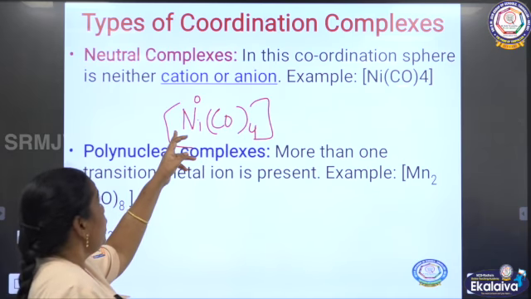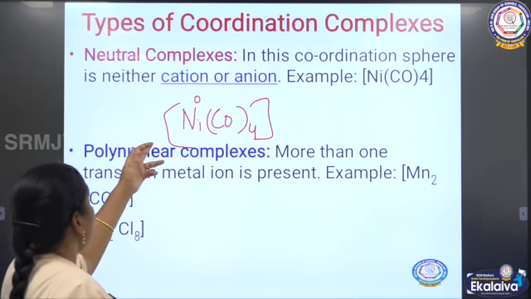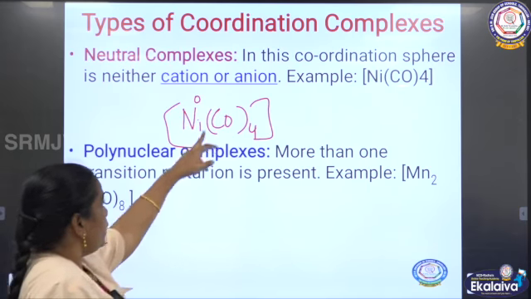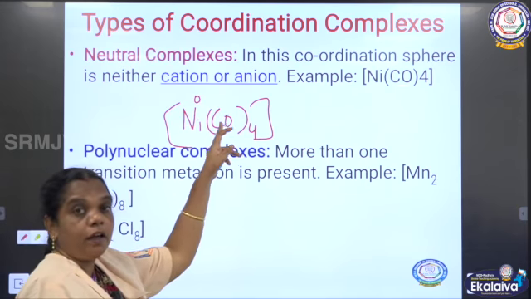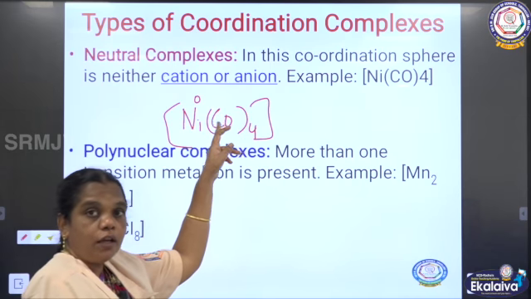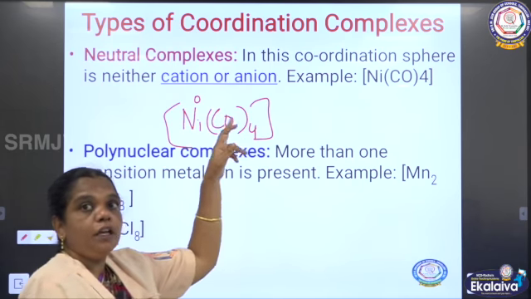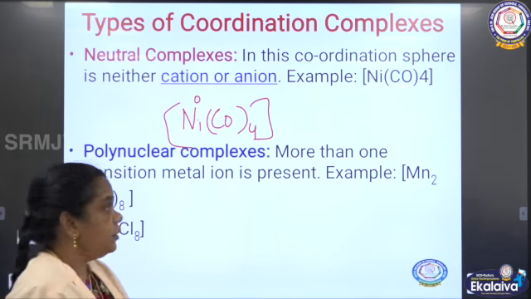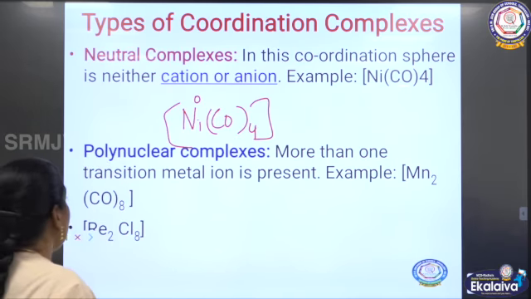It is called as what? There is no cation or anion in the coordination sphere. So, the ligand, ion or molecule present in this coordination compound is neutral, so they can form what? Neutral coordination compound, neutral complex.